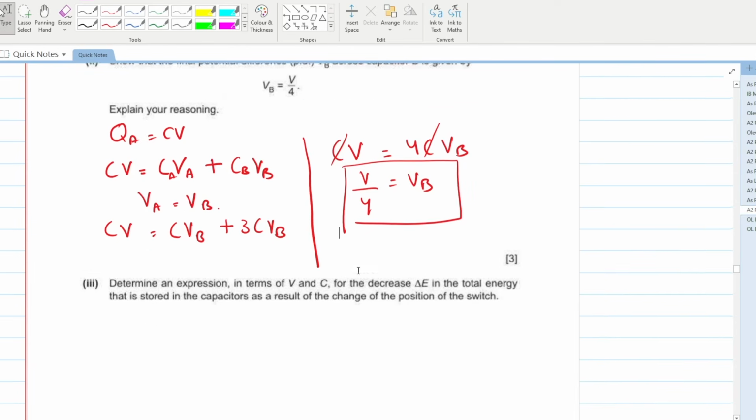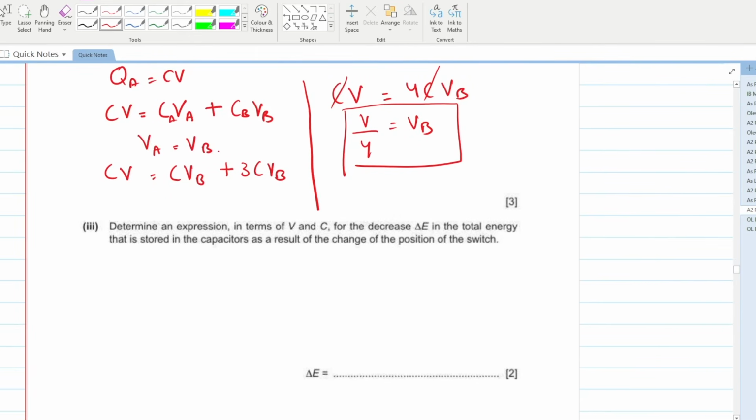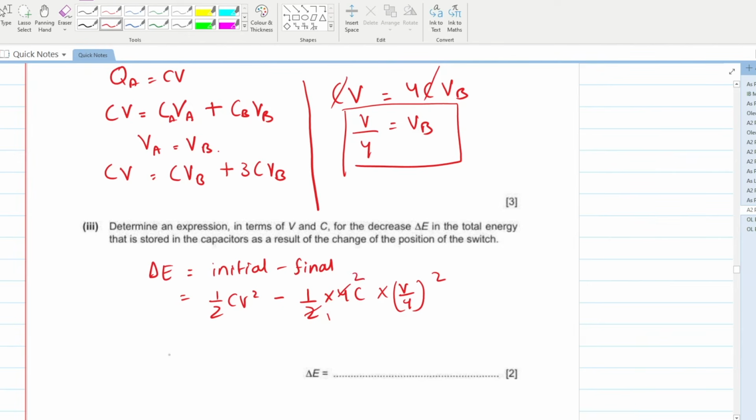Determine the expression in terms of V and C for the decrease in total energy. Now you have to calculate the decrease in total energy by initial energy minus final energy. Okay. What was the initial energy? 1 upon 2 CV square. What was the final energy? 1 upon 2. C की जगह क्या रखेंगे? 4C. V की जगह क्या रखेंगे? V upon 4 whole square. This becomes 1, this becomes 2.